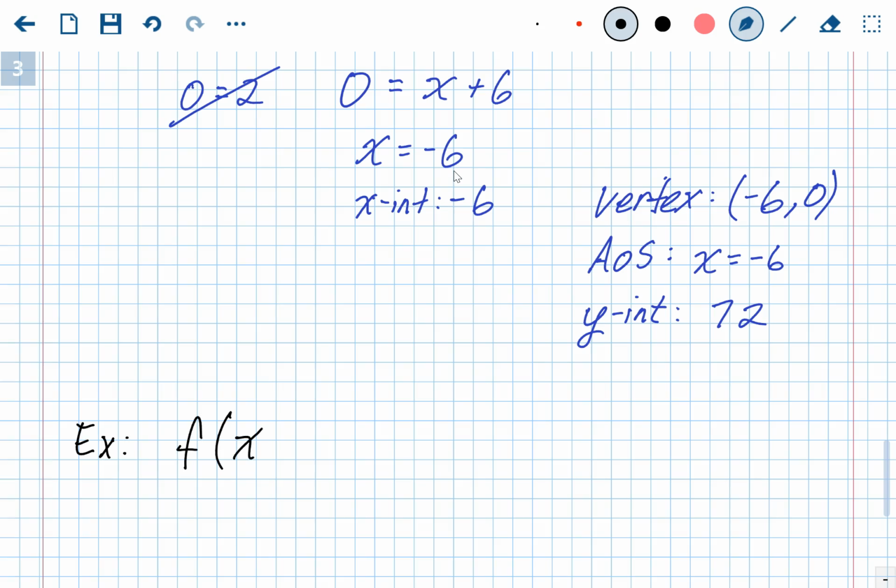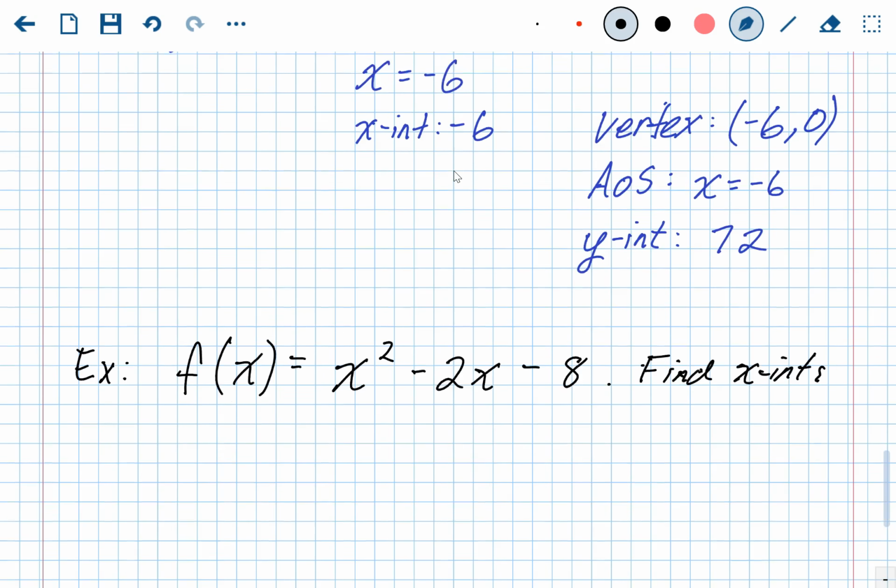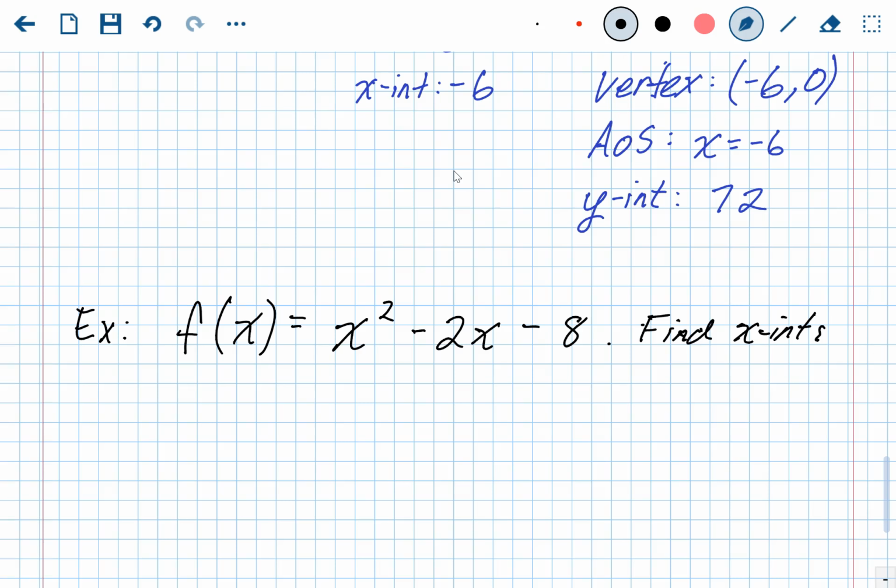Say we have f of x equals x squared minus 2x minus 8. Okay. Now again, you guys have to be comfortable with factoring at this point. If we're finding the x-intercepts, we're going to have to set this equal to 0, factor, and solve. So set it equal to 0.